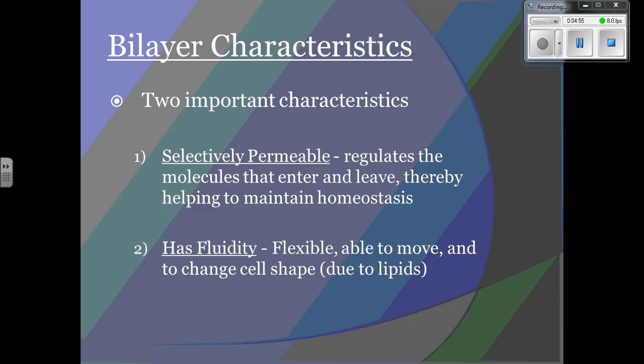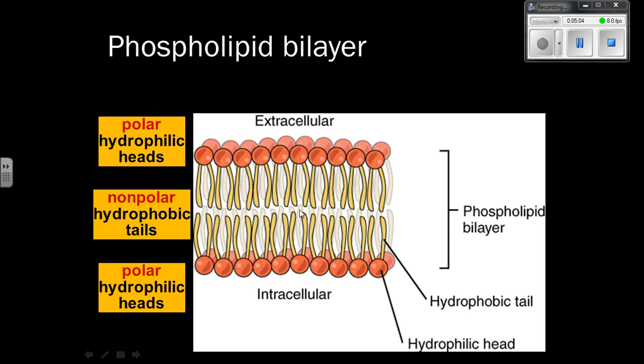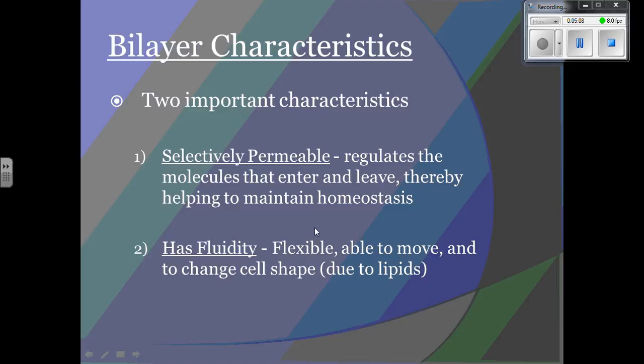The membrane is fluid. It's flexible and able to move and change shape, and that's due to those molecules. It makes it kind of bendy, but we obviously need it to be somewhat rigid, and that's where the proteins and the carbohydrates come in to help stabilize it. So it is flexible, but it's not going to be flexible to the point where it's going to fall apart.